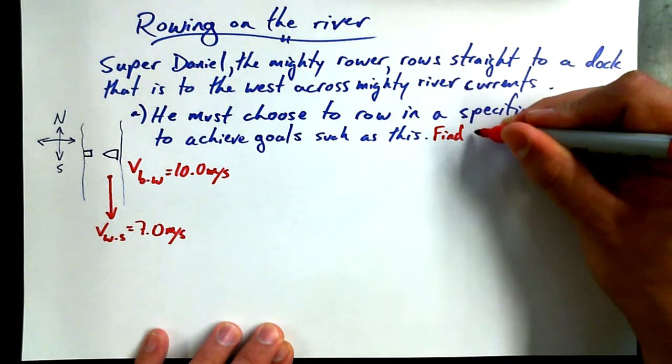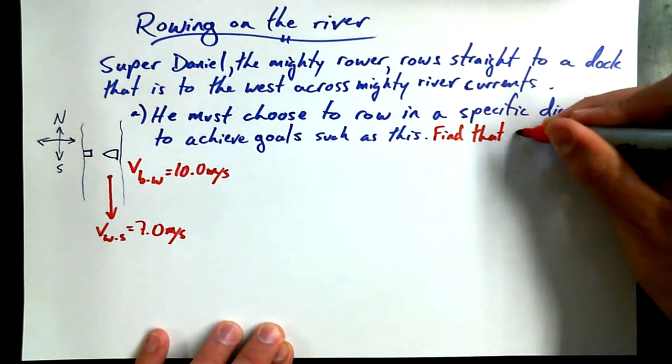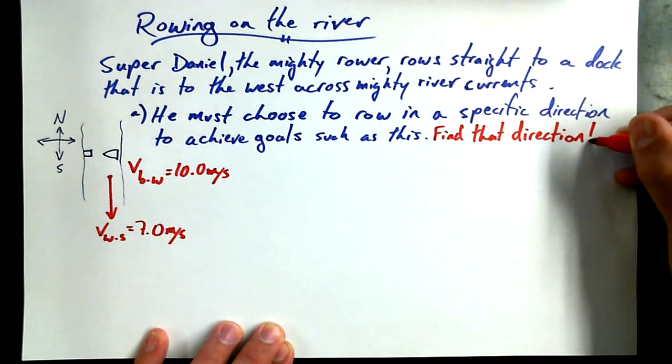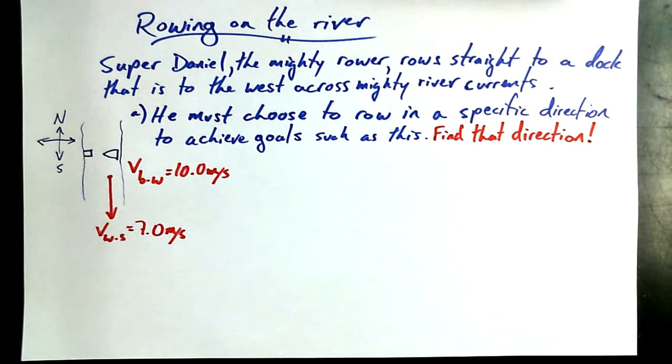Find that direction. Like find the direction he goes so he'll drift into the... Yeah, what direction must he point his boat in order to go directly west?